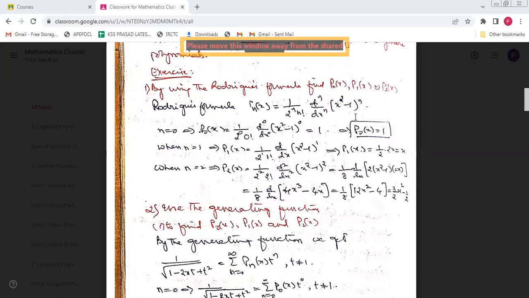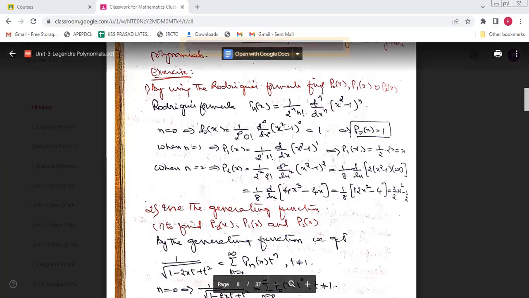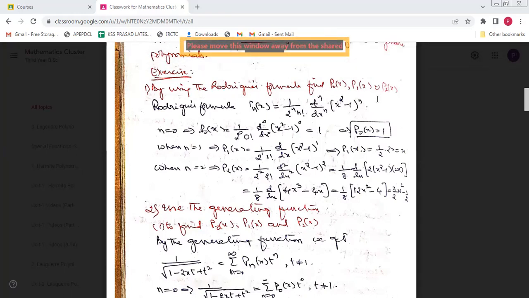Today we are going to continue with unit number 3 of special functions. In Legendre's equation, today we are going to find certain polynomials using Rodrigues' formula. Please take down: by using Rodrigues' formula, find P0 of x, P1 of x, and P2 of x.